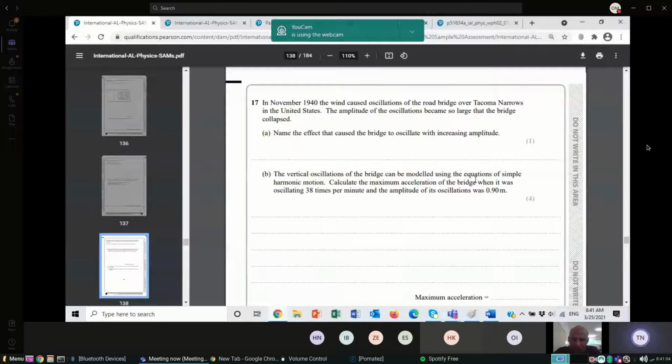The vertical oscillation of the bridge can be modeled using the equation of circular motion. Calculate the maximum acceleration of the bridge when it is oscillating 38 times per minute and the amplitude of oscillation is 0.9 meters. So you have to calculate the maximum acceleration. The formula is minus omega squared x. This formula is given in the formula sheet. Maximum acceleration. Let me show you the formula sheet.